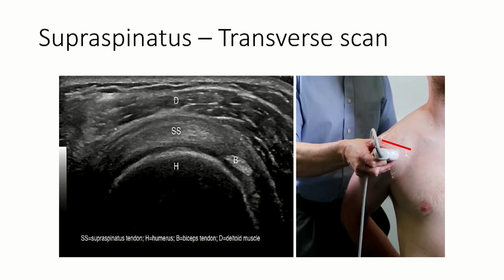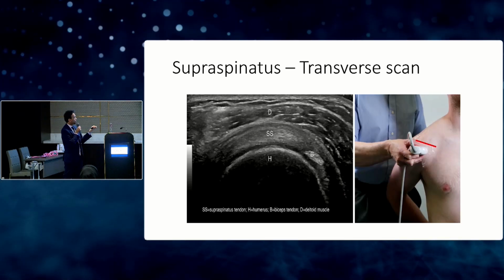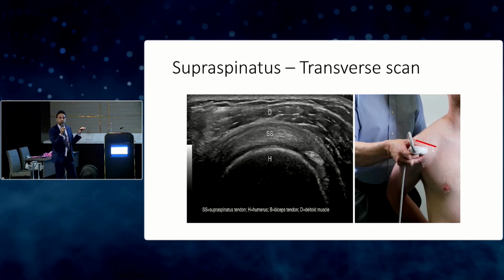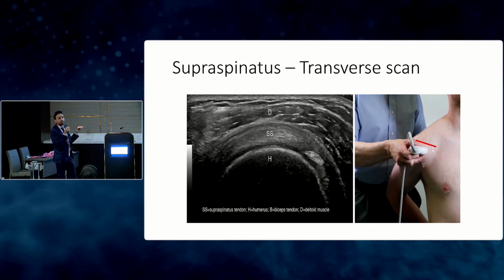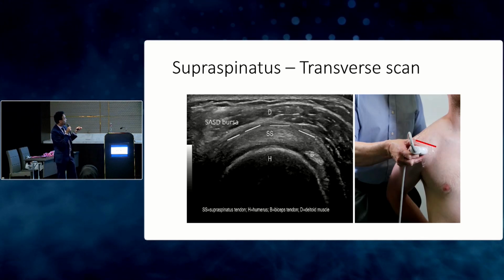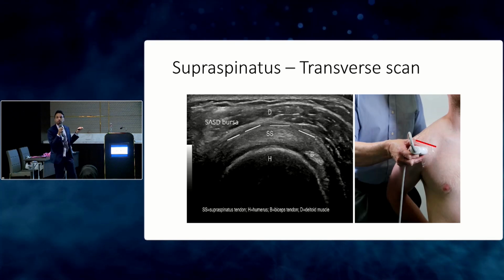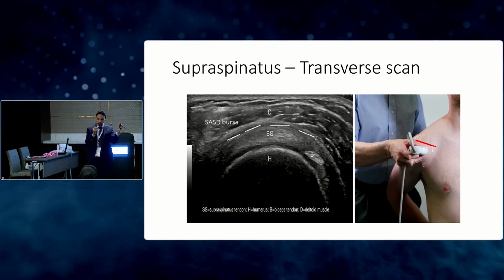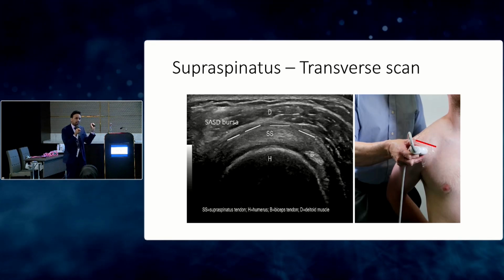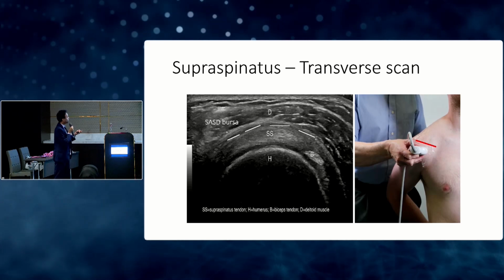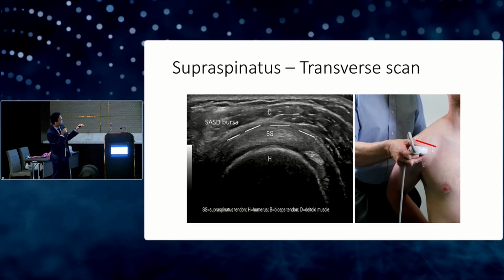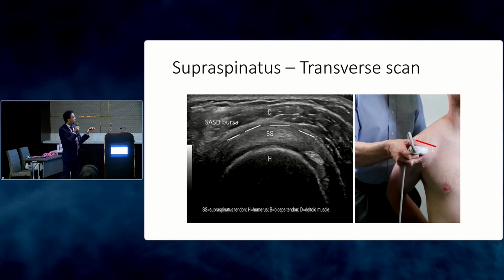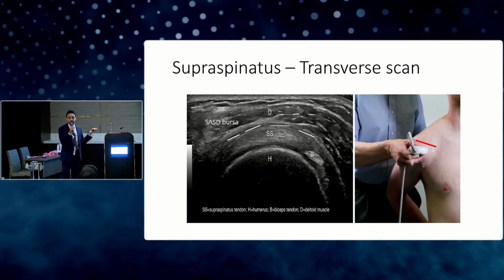We've done the longitudinal, and then we do the transverse scan. It's just move it 90 degrees. We will see the same supraspinatus tendon, the head of the humerus, and the deltoid. And in this part we look at the subacromial subdeltoid bursa, and definitely if there is any collection of fluid, you will see a blackish line, and it's very easy to locate for injection. And as I mentioned, the supraspinatus is just next to the biceps tendon, and in here the subscapularis tendon.